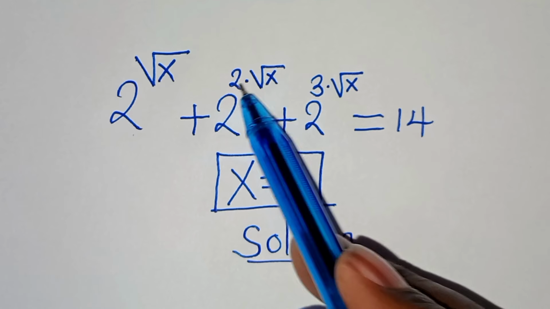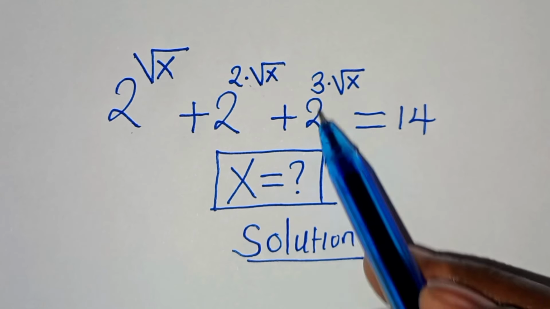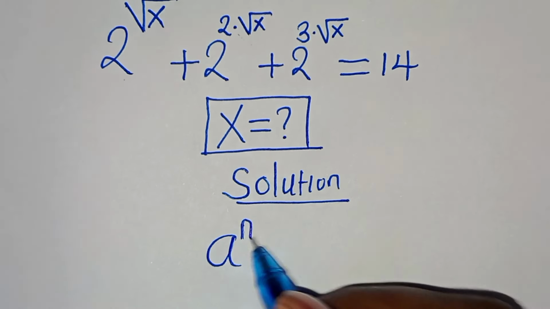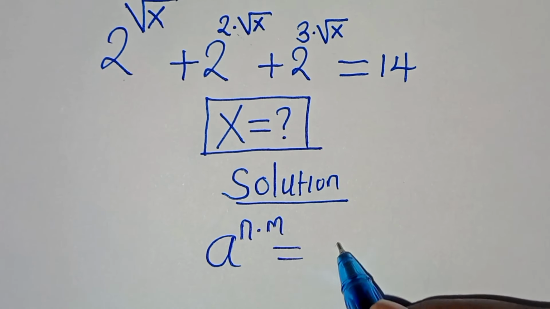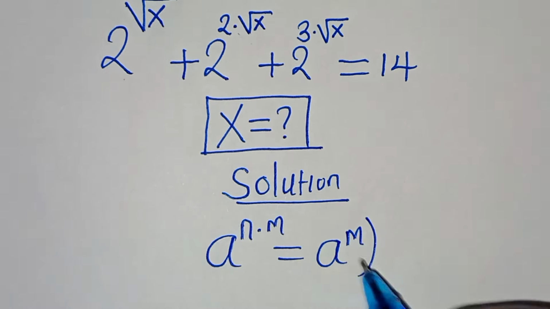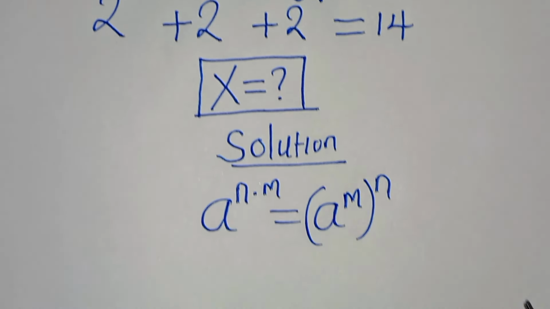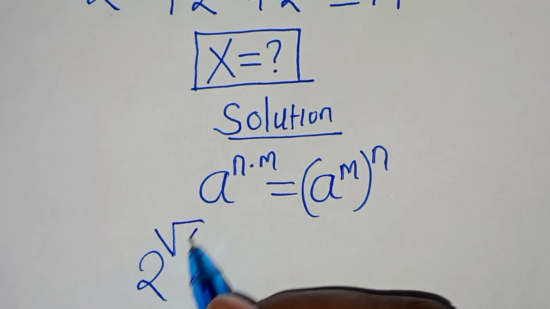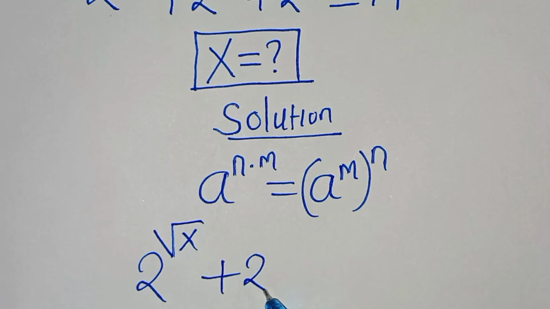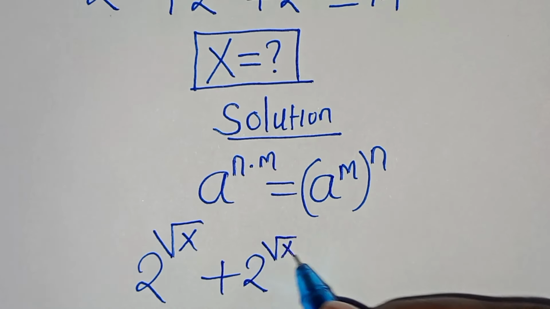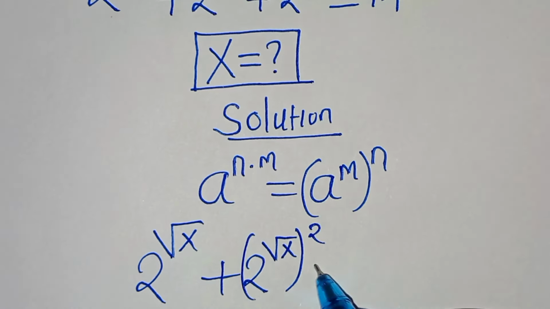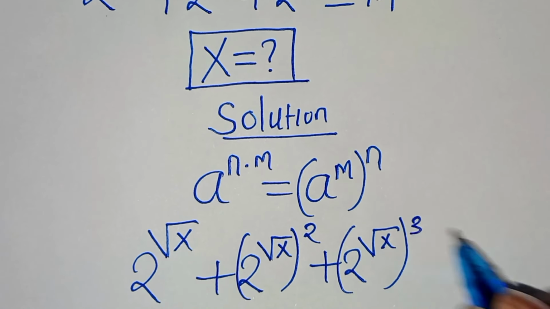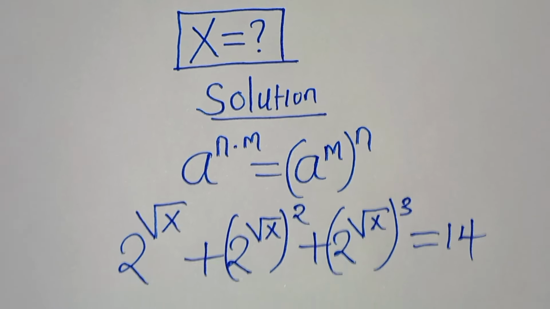We have that 2 to the power of 2 times square root of x as well as 2 to the power of 3 times square root of x. This is in the form of a to the power of n times m, which we can express as a to the power of m raised to the power of n. So let's apply this identity here so that we have 2 to the power of square root of x plus 2 to the power of square root of x raised to the power of 2, then plus 2 to the power of square root of x raised to the power of 3. This is equal to 14.